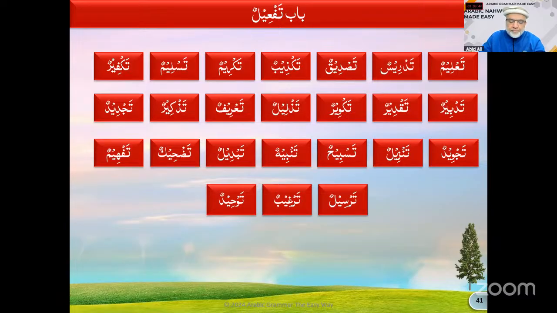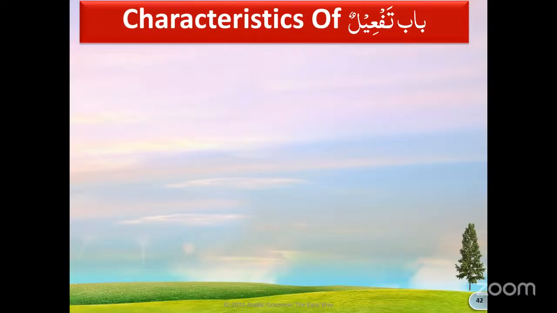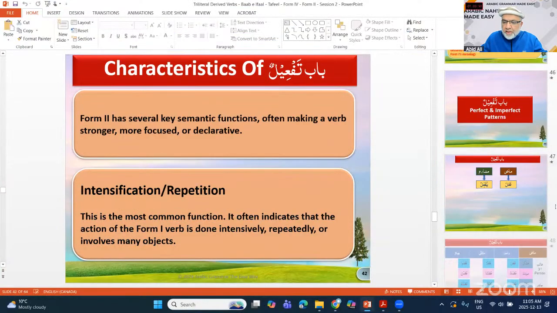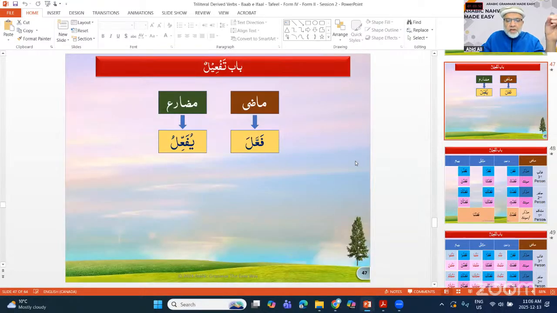So let me just quickly show you one thing and then we'll move on. When you look at the Madi, it will be fa'ala. So there is a shadda, there is an additional letter. There is an extra ayn in here, and this ayn brings the intensity. And yufa'ilu, that is also another one.